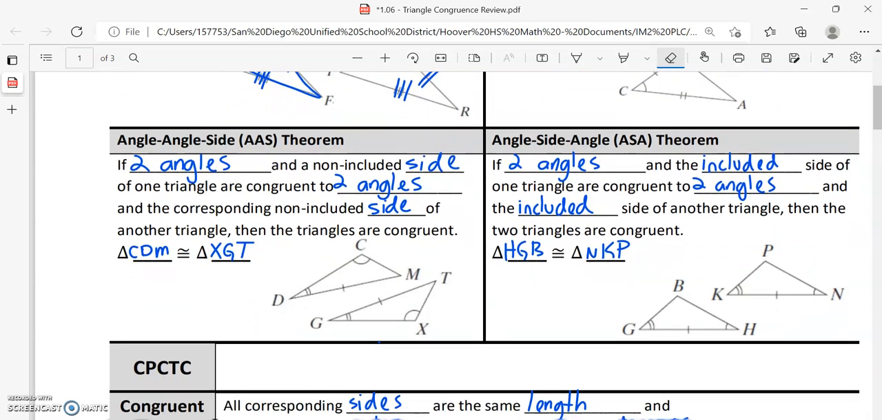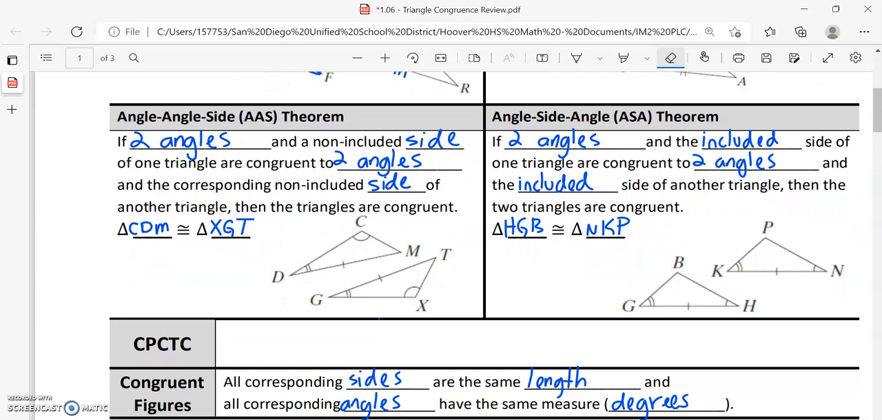There's two other ways to do it, and both of these have two angles and one side. Now, you notice the first one's angle, angle, side. So that means that the side is not included, which means it's not in between those two angles. Or we have the other one where the side is actually in between. So it's either angle, angle, side, or angle, side, angle.